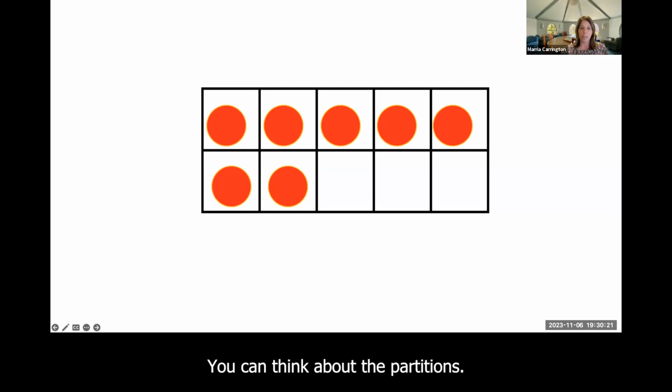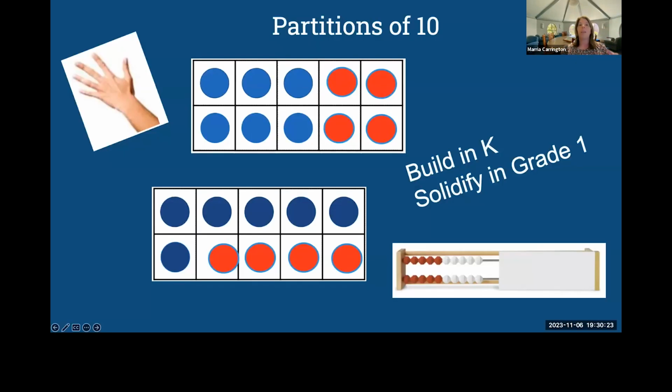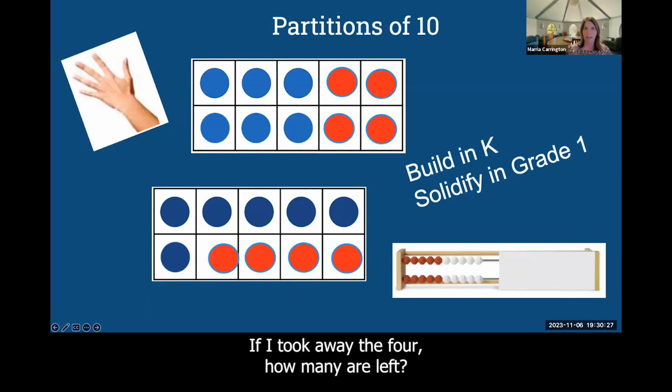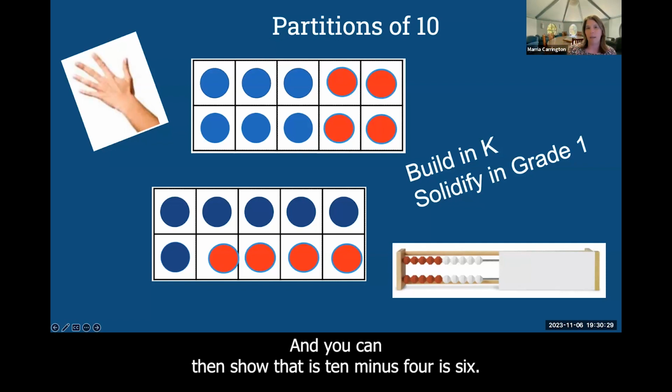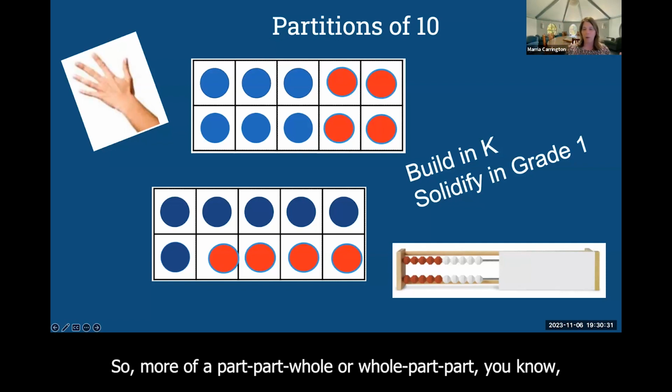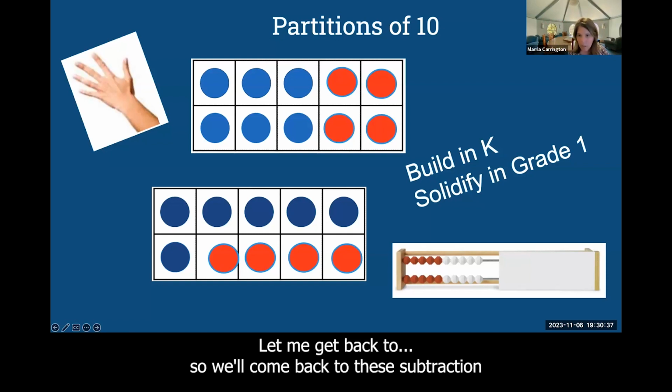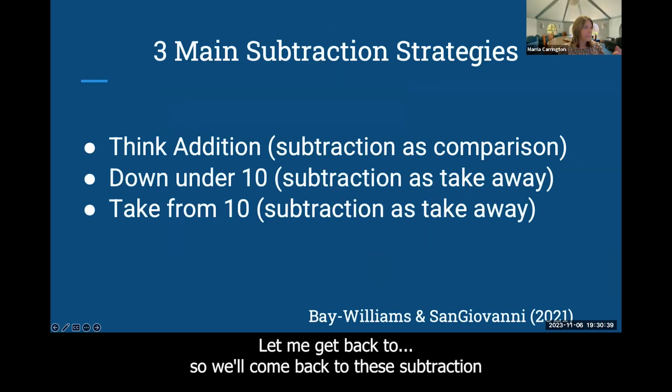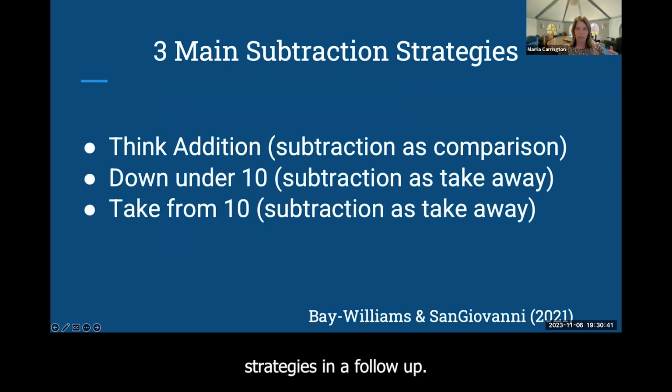As well as let's represent our partitions. You could think about the partitions. If I took away, so we have 10 here. If I took away the 4, how many are left? And you can then show that as 10 minus 4 is 6. So it's more of a part, whole, or whole, part approach. So we'll come back to these subtraction strategies in a follow-up.